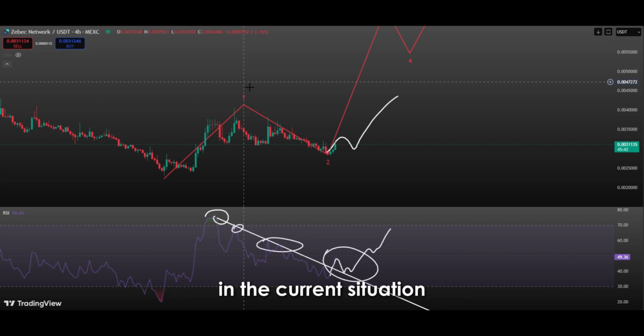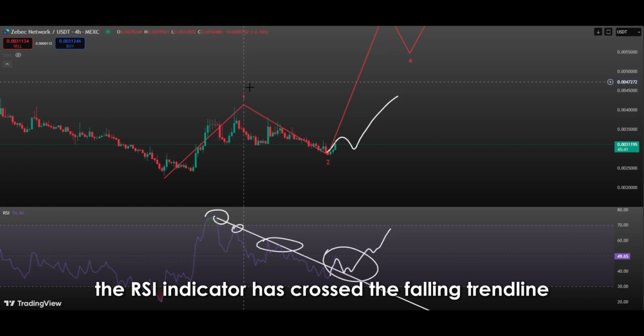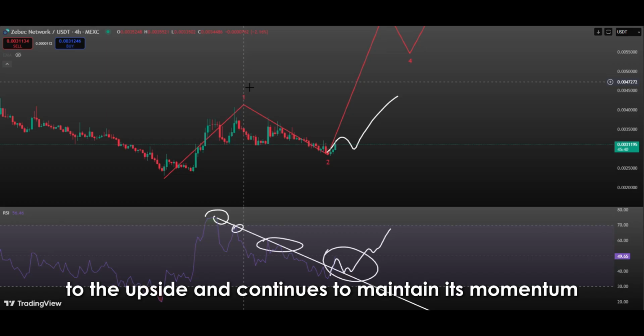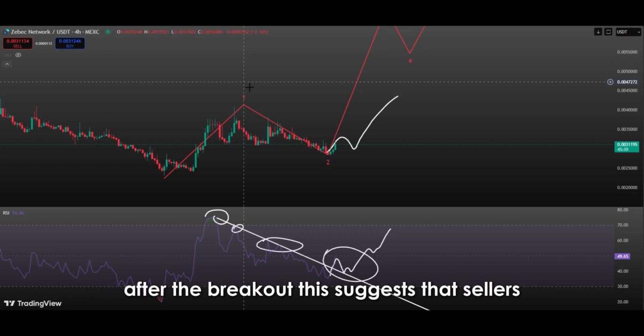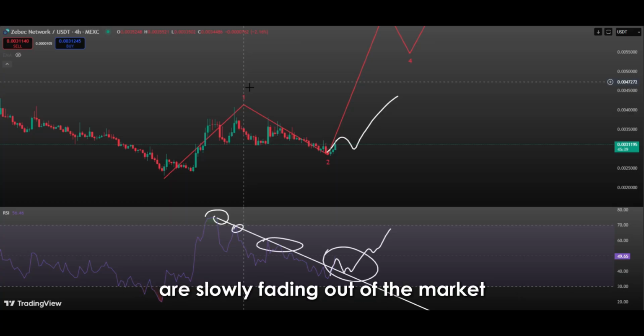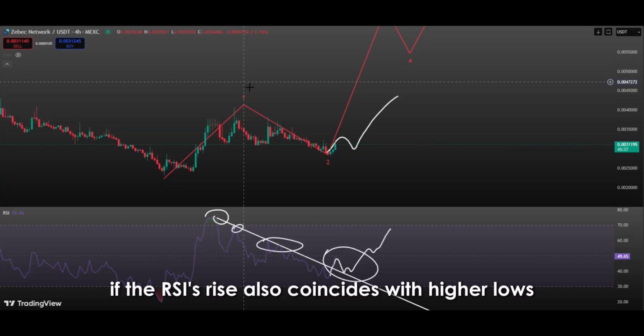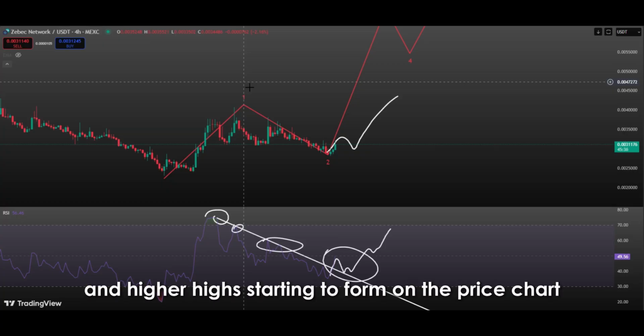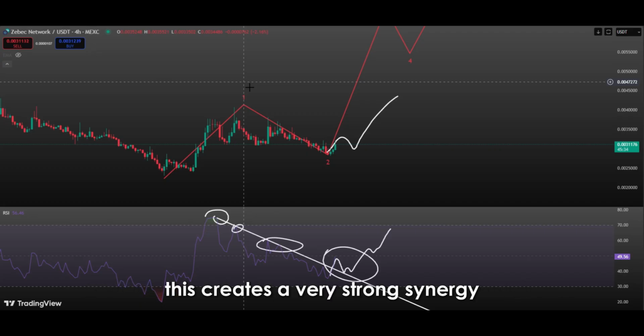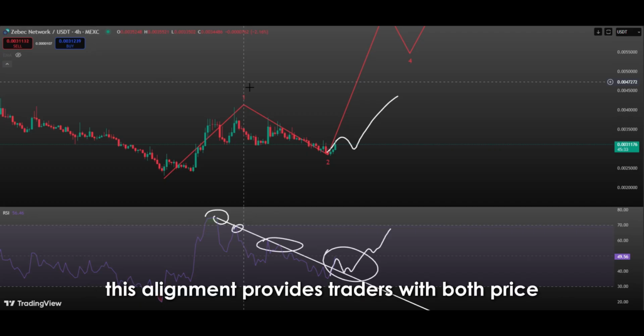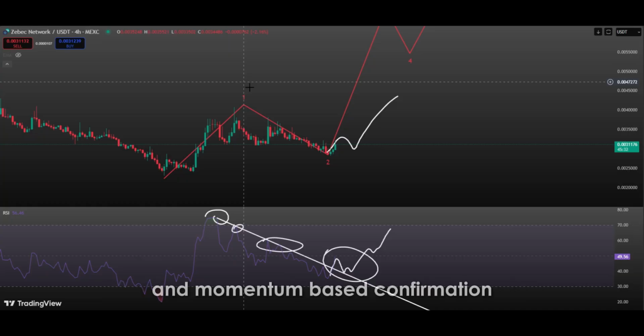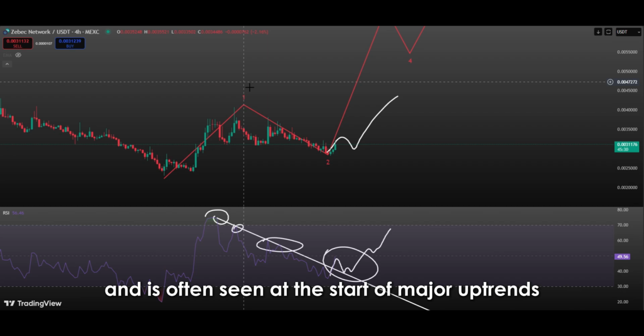In the current situation, the RSI indicator has crossed the falling trend line to the upside and continues to maintain its momentum after the breakout. This suggests that sellers are slowly fading out of the market and buyers are starting to take control. If the RSI's rise also coincides with higher lows and higher highs starting to form on the price chart, this creates a very strong synergy from a technical point of view. This alignment provides traders with both price and momentum-based confirmation and is often seen at the start of major uptrends.